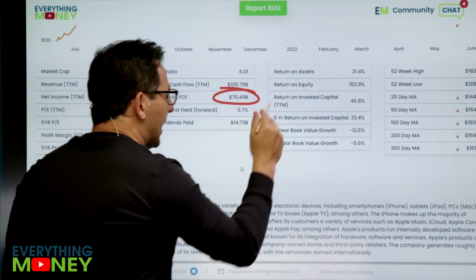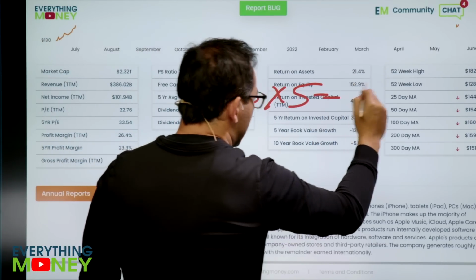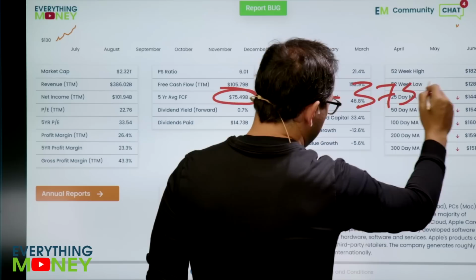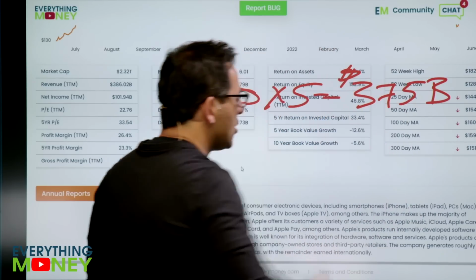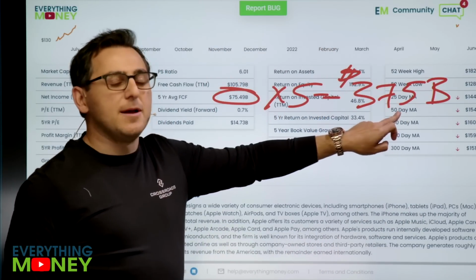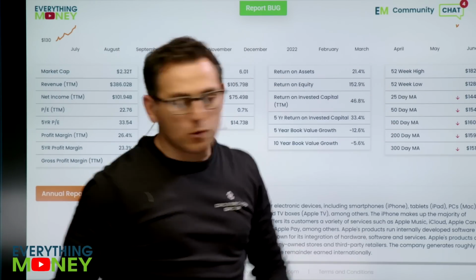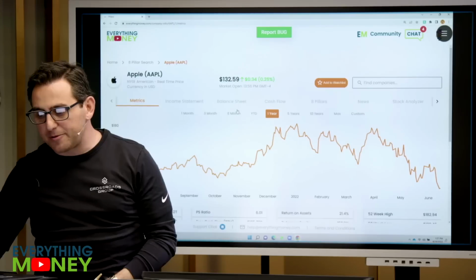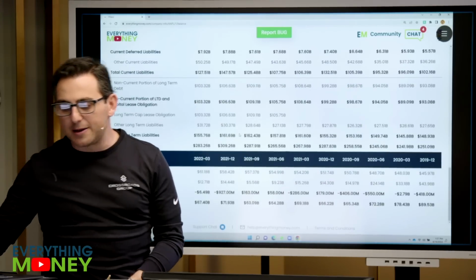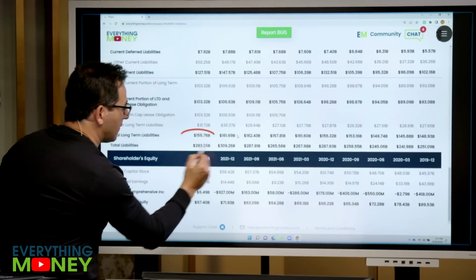I take this number, I multiply that by 5. That is 375, call it, billion dollars. So we want their long-term liabilities to be under $375 billion. So we go to our trusted balance sheet at the top. We're on quarterly. We scroll all the way to the bottom, and the long-term liabilities are 155.